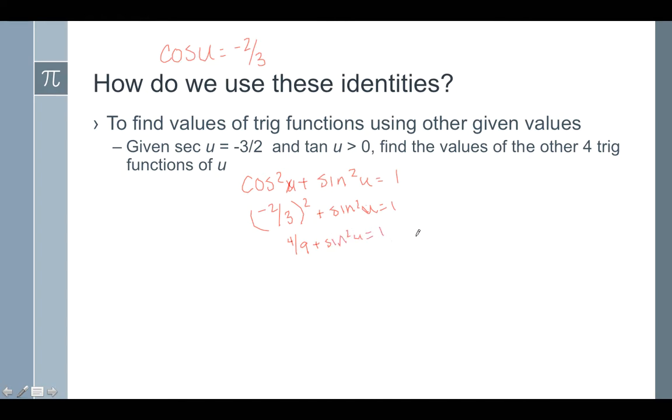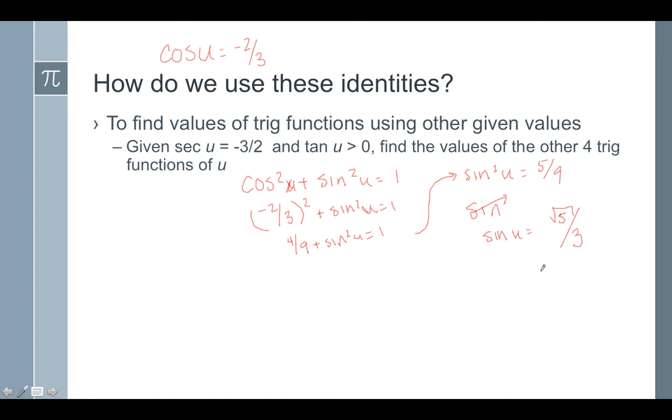I'm going to come up here to the side. If I subtract 4/9 from both sides, this is 9/9. So I get sine squared u is equal to 5/9. Square root both sides. Oops, no square. Square root both sides, I get sine of u is equal to the square root of 5/3. And now the question is, is that plus or minus?